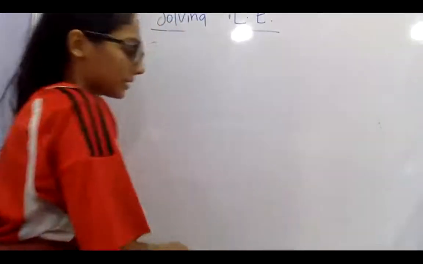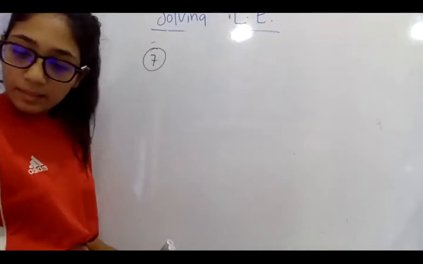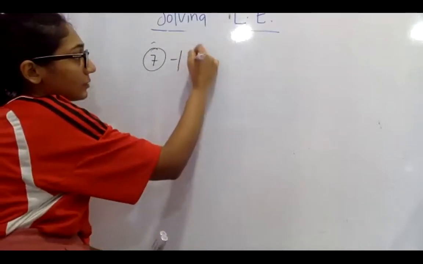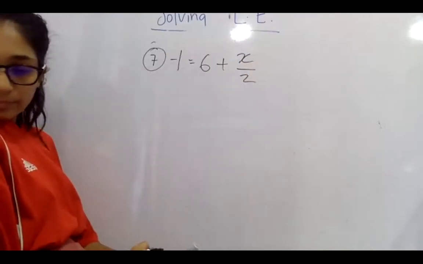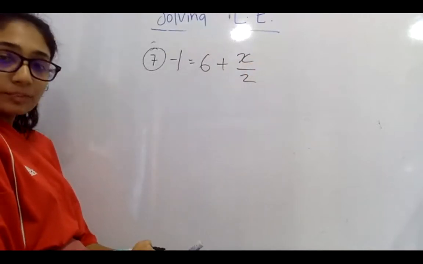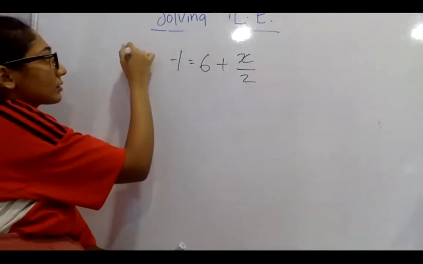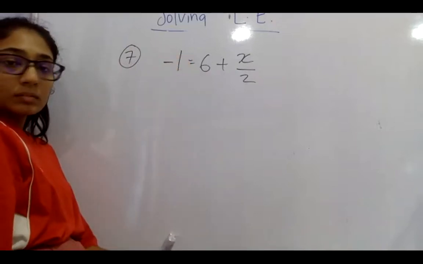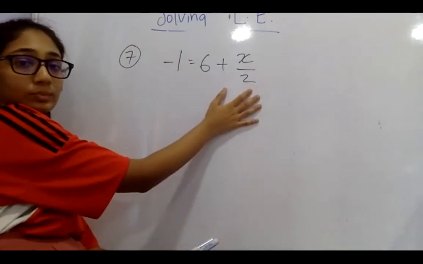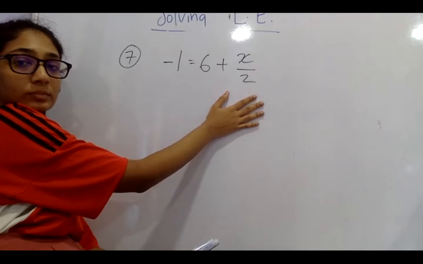Okay, let's look at number 7. Number 7, 1, negative 1 equals to 6 plus x over 2. Okay? So what do I do first? Who wants to try? If I see the x here, what do I do? Cyrus? Bring it to the left.